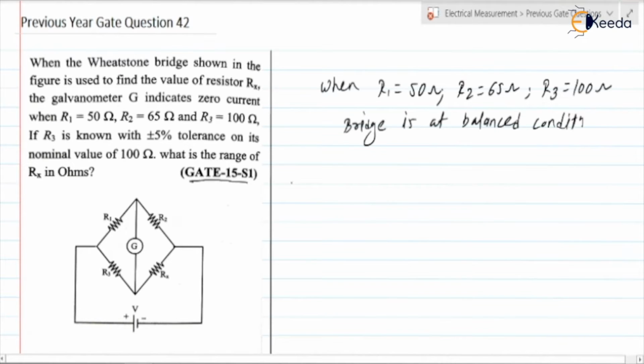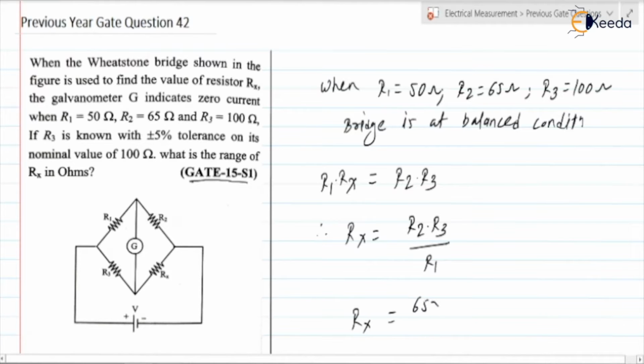So when the bridge is balanced, we can write R1 into Rx is equal to R2 into R3. Therefore we can write Rx is equal to R2 into R3 upon R1, right? So at the bridge balance we can find the Rx value directly. So Rx is equal to R2, that is 65, into R3, that is 100, divided by R1, that is 50. So it is equal to 65 into 100 by 50, which is 130 ohm. This is the value of Rx.